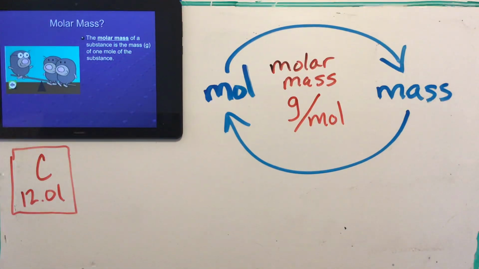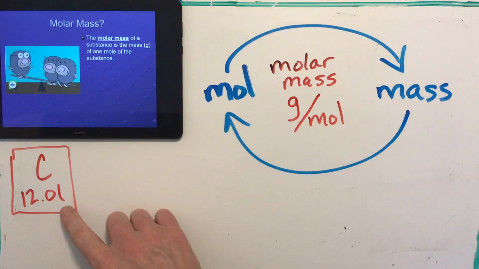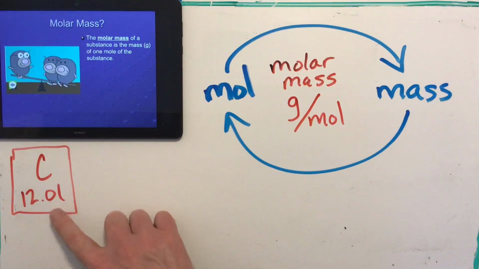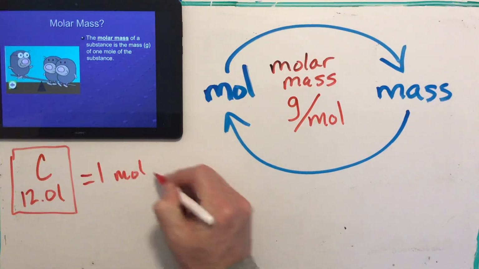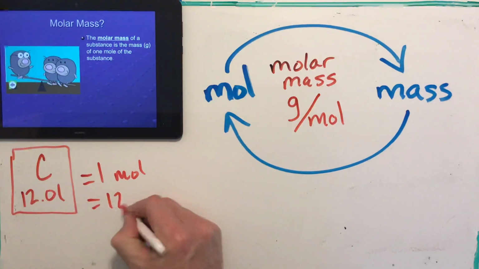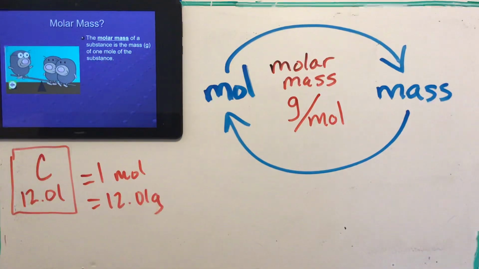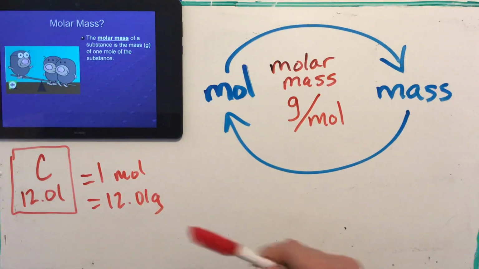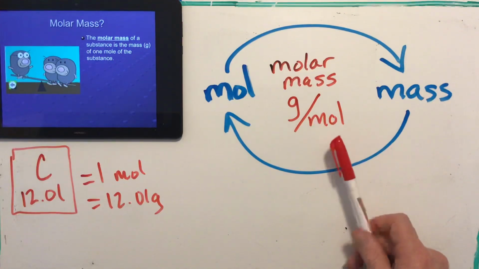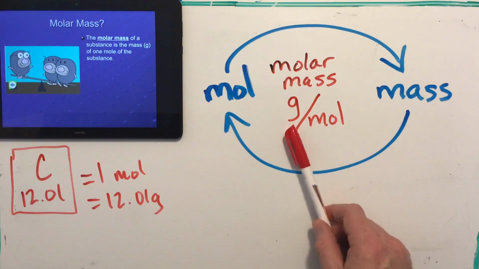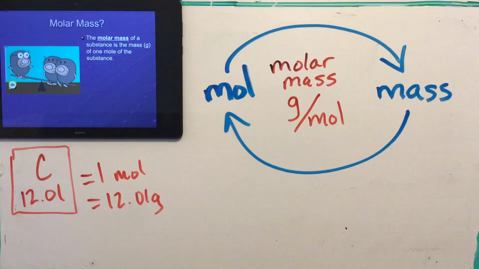And we said yesterday in our mole lecture, the cool thing about a mole is if I have 1 mole or 602 hexillion carbon atoms, it will weigh 12.01 grams on a scale. So 1 mole of that will equal 12.01 grams on a scale. So the molar mass of carbon is 12.01 grams per mole. So if I was dealing with carbon alone, 12.01 would be the number I would use here.